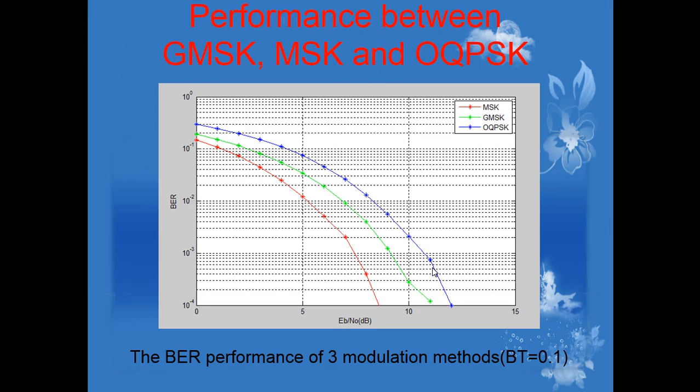So when the BT product is 0.1, we have calculated the bit error rate for different signal to noise ratios. There are altogether 13 of them from 0 to 12, and we can see that almost each time the MSK performs better than GMSK, and GMSK performs better than OQPSK. So in this way, if we have the BT product as 0.1, MSK would be the best modulation method for us.